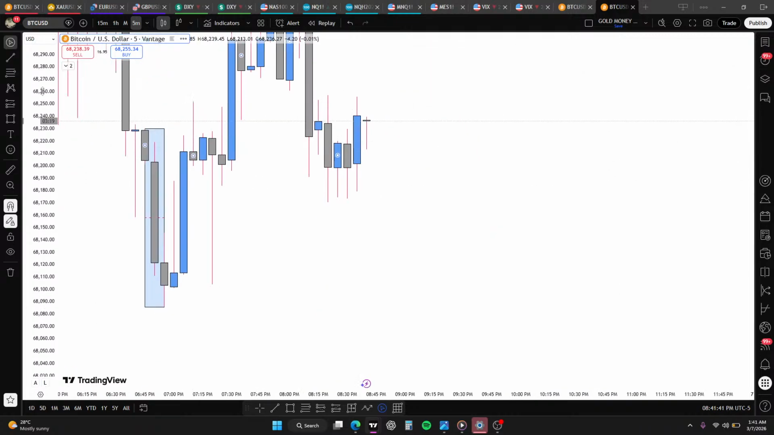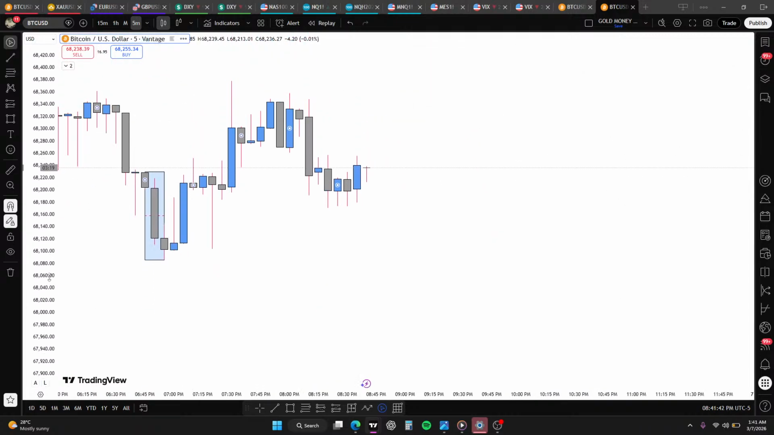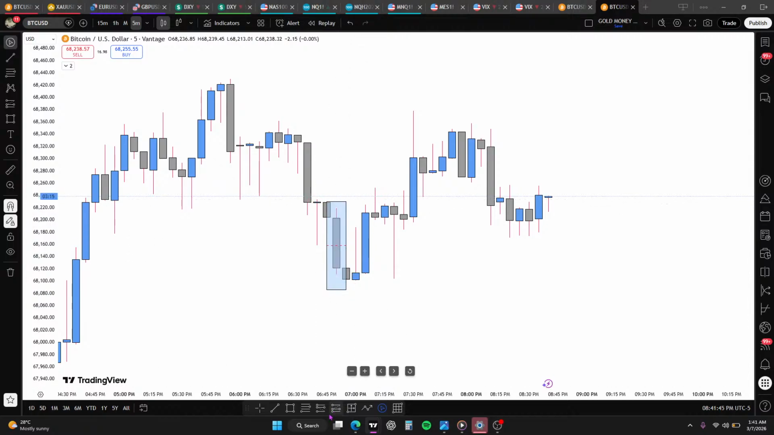But anyway, doesn't matter. So you can see this bullish order block here. I'm putting the projections on this too.